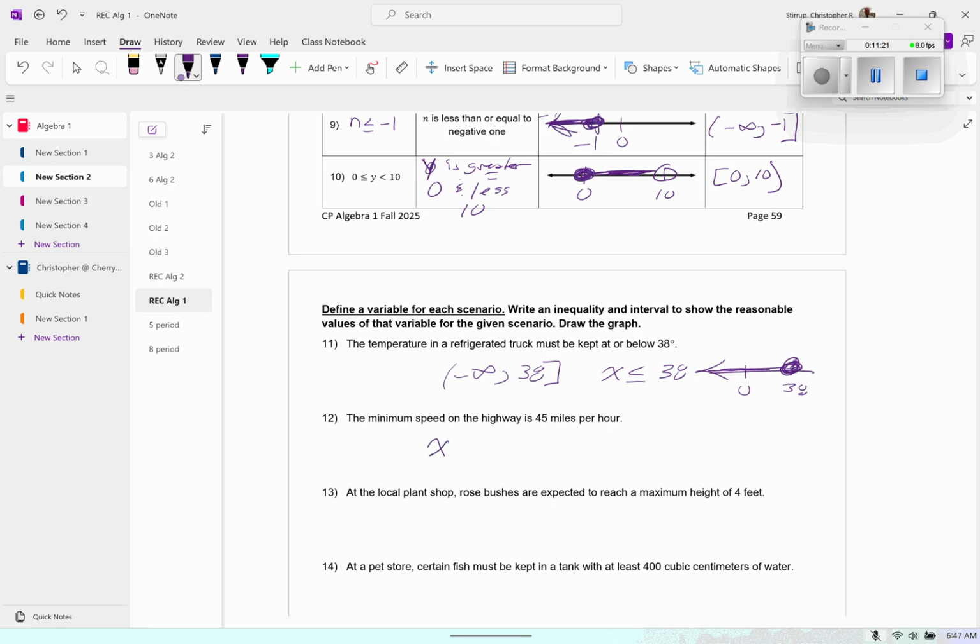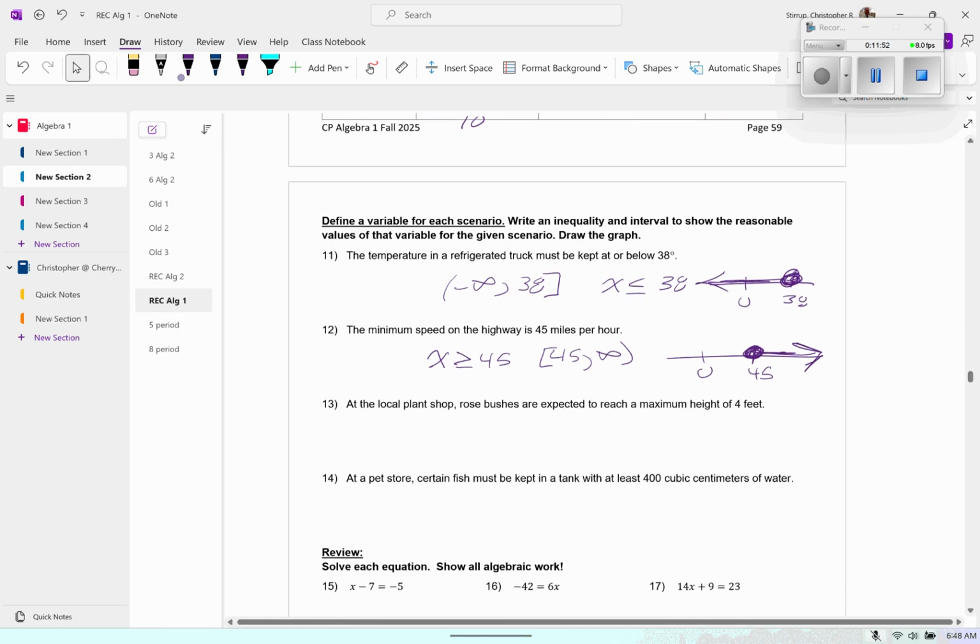Minimum speed on the highway is 45 miles per hour. So x has to be greater than or equal to 45. So that means I can go from 45 square bracket to infinity. You're not really going to go to infinity, but if you have 0 here, you have 45 here. This is going to be a solid dot at the 45, and it's going to go forever this way. I don't know why that keeps disappearing on me, but we'll make it work.